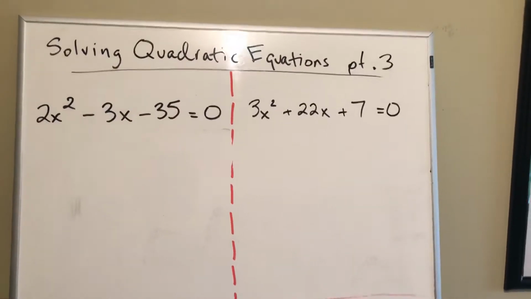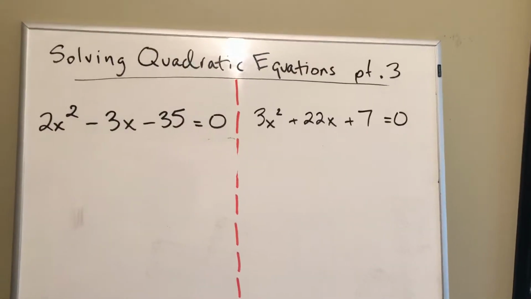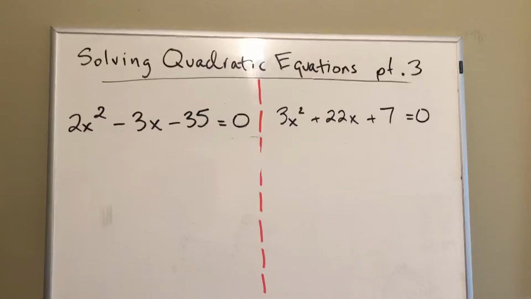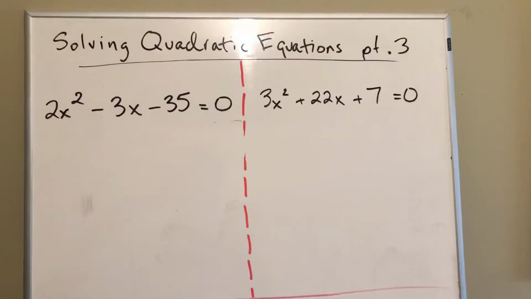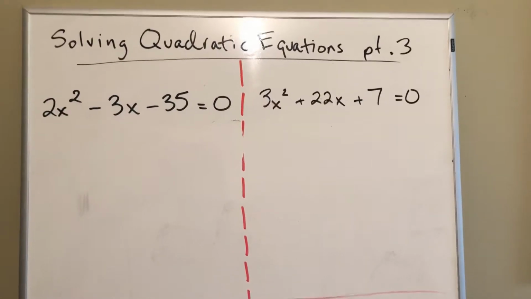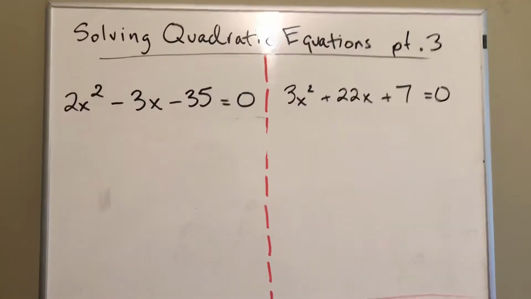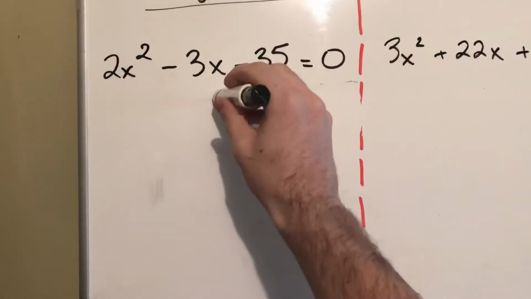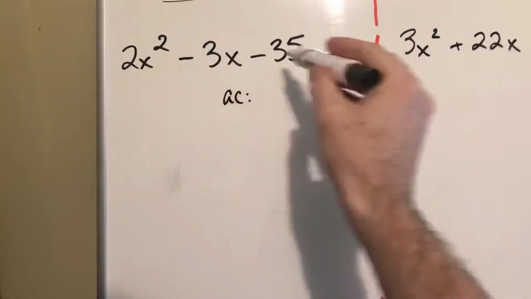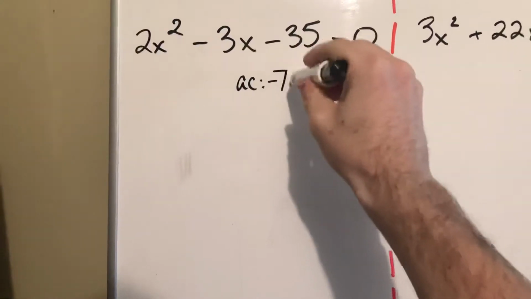Especially when there's a number in front of the x squared, I always want to check and see if there's a greatest common factor. Since I got 2 and negative 3, there's not going to be one here. So that tells me I need to use the AC method. I've got a coefficient in front of the x squared term. So let's just review. AC here is going to be 2 times negative 35, negative 70.